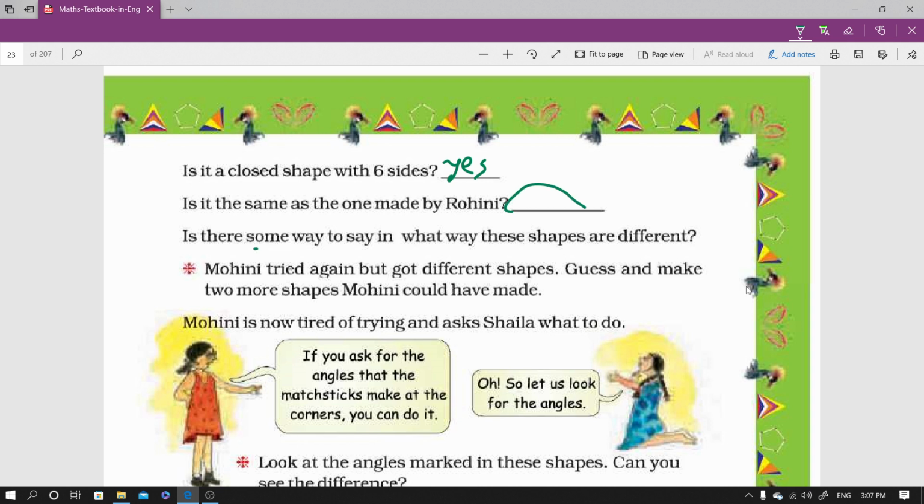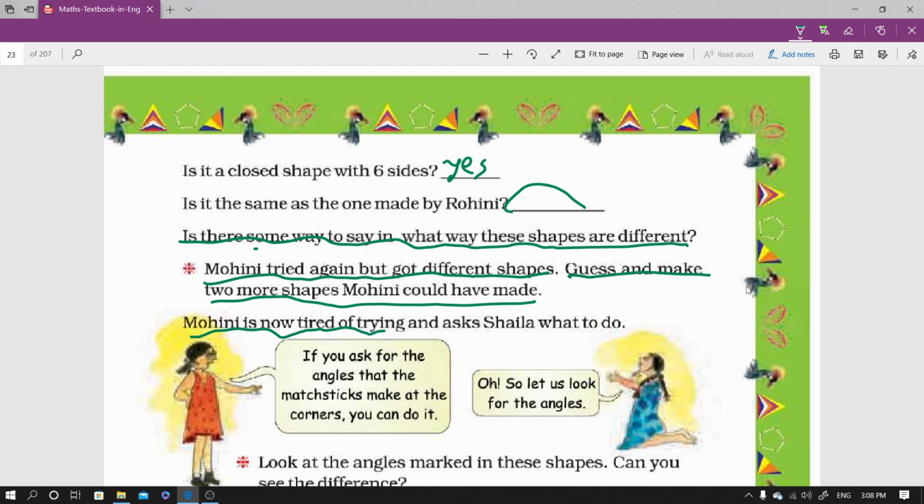Is there some way to say in what way these shapes are different? Mohini tried again but got a different shape. Guess and make two more shapes Mohini could have made. Mohini is now trying and asked Shashila what to do.